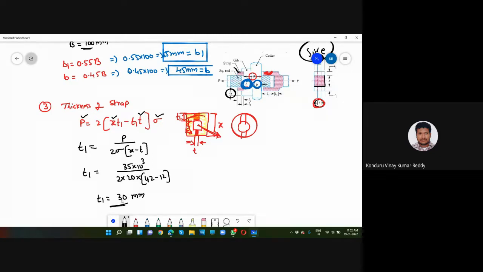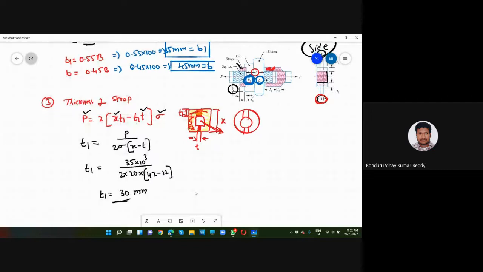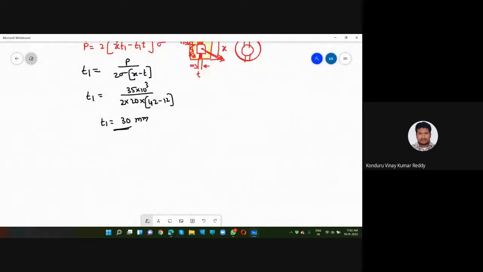And here, if you want to verify, you can verify. But I am not going to verify my answer, because definitely my answer is not going to satisfy the values. Okay, let us check whether there is any possibility or not. Only one verification, that is by using the crushing stress.